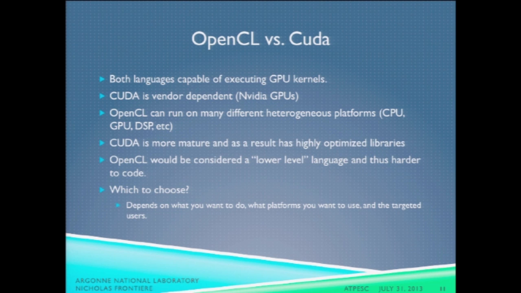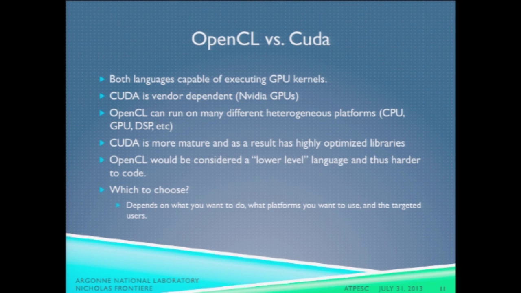Another con to OpenCL is that because it's a lower level language, it's harder to code, just because it's more abstract. It doesn't a priori know what device it's going to be run on, and you will see that as I go into the framework models for how this is run. So to sum all that up, CUDA is vendor dependent but extremely mature. With OpenCL, you have a lot of freedom but it's harder to code, and you might not have access to these libraries. Which to choose completely depends on what you want to do, what platforms you want to use, and the targeted users.